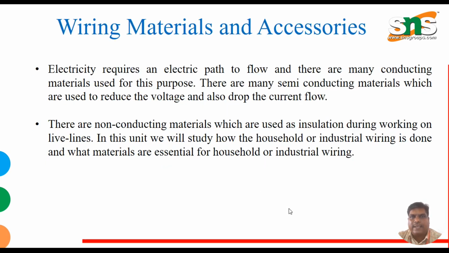Electricity requires an electrical path to flow, and many conducting materials are used for this purpose. There are many semiconducting materials which are used to reduce the voltage and also drop the current flow. There are non-conducting materials which are used as insulation when working on live lines. In this unit, we will study how household or industrial wiring is done and what materials are essential for household or industrial wiring.